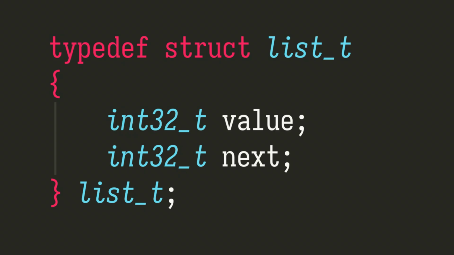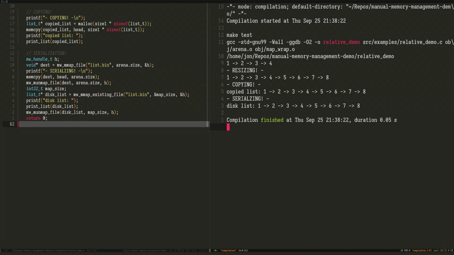Looking at my linked list implementation, I use regular 4-byte integers instead of the whole 8 bytes for addresses because I know my linked list is going to stay smaller than 2 terabytes. Relative pointers also allow you to copy and serialize heap data in one line.